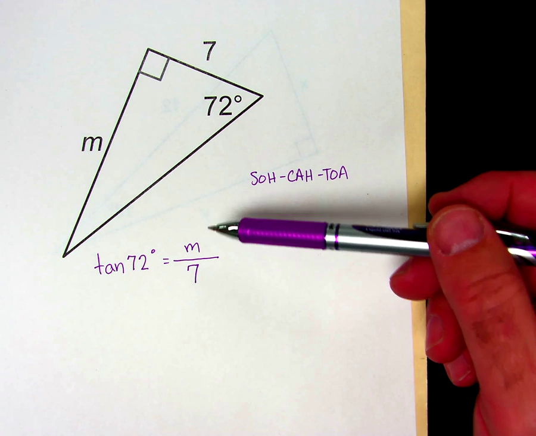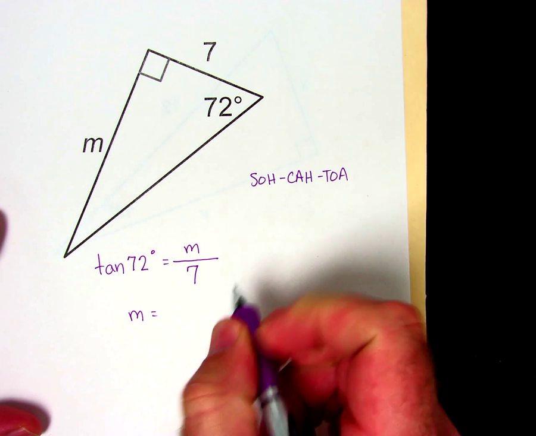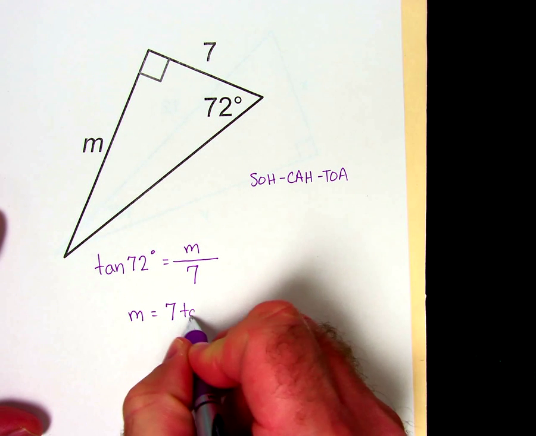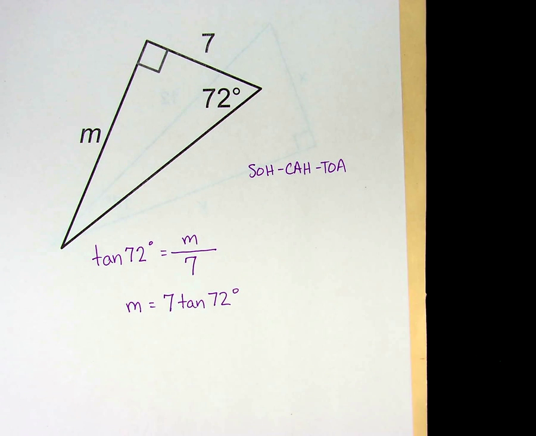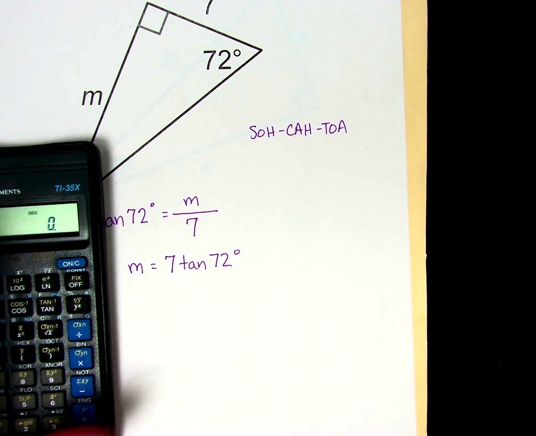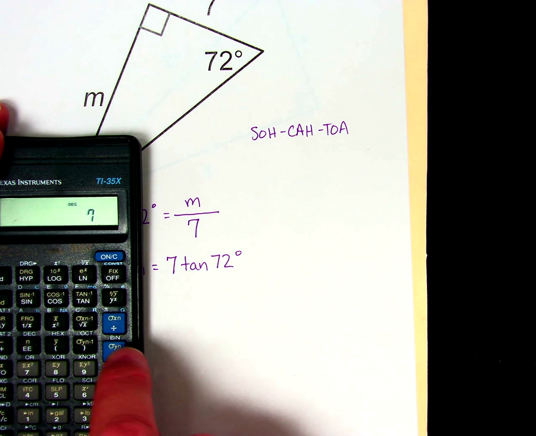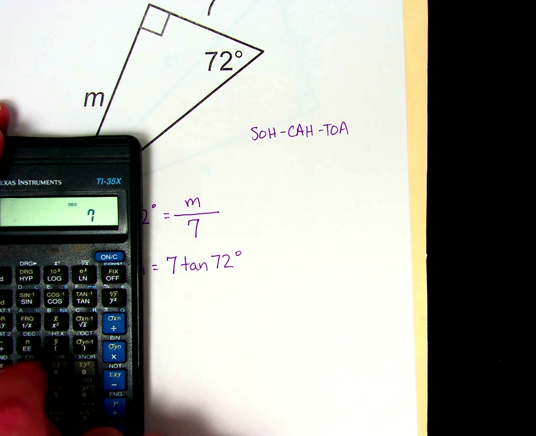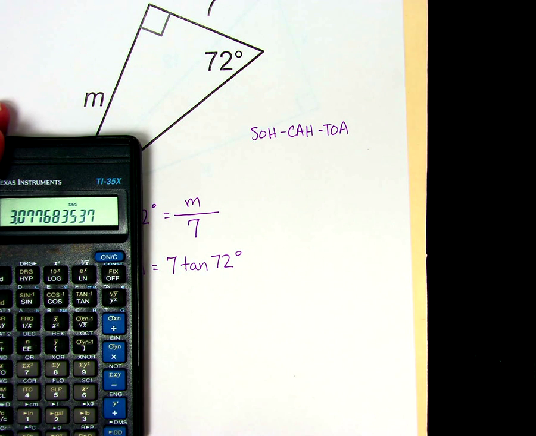To solve this equation, I'm going to multiply both sides by 7. So m is equal to 7 times the tangent of 72 degrees. Once I have my equation solved for my variable, now is when I'd use my calculator. So on this calculator, I don't see the operations. So 7 times 72 tangent. Remember, that's just the tangent. Hit equals to do the multiplication. So m is about 21.5.